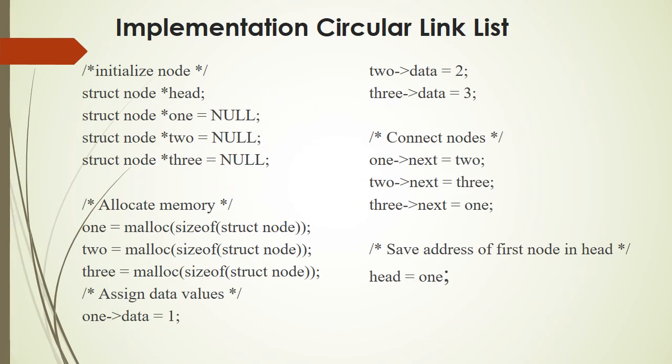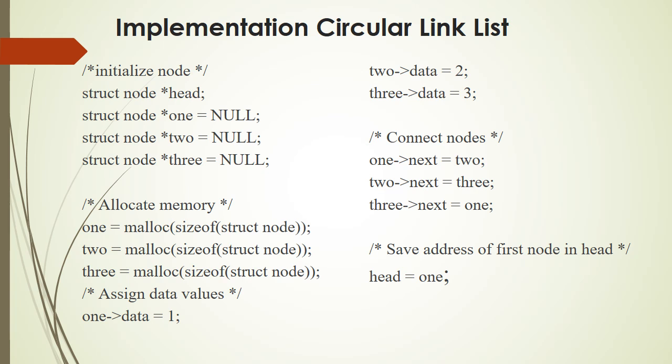Now let's start the implementation of a circular linked list. We start by defining a structure for the node and then declare pointers for the nodes and the head of the linked list. After initializing the node, the next step is to allocate memory for each node using the malloc function. Therefore, I write node 1 is equal to malloc, and whatever the size of that particular node will be allocated for it. Same for the second and the third node.